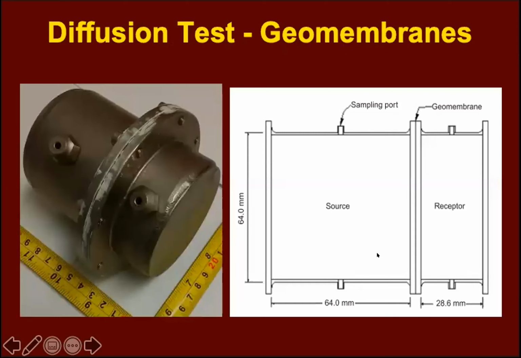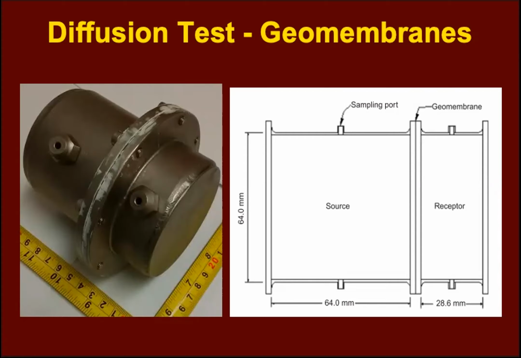So diffusion tests are done using steel cells like the one shown in the picture here. And these cells have two compartments. Typically, one is bigger than the other. And the bigger compartment is where we put the source, which will be a solution containing the contaminant at a known concentration. And the smaller compartment will contain deionized water with no chemicals or minerals whatsoever.